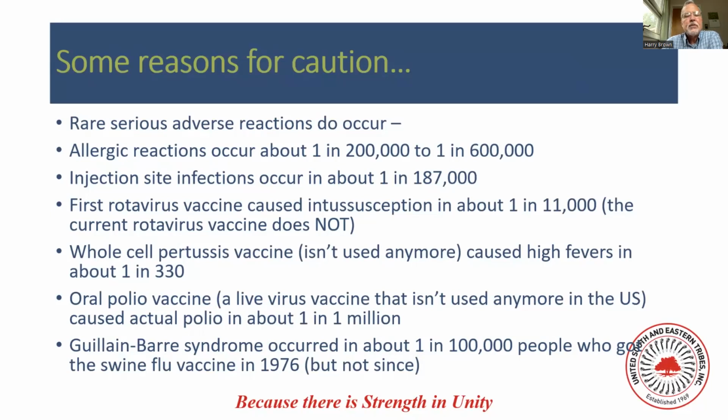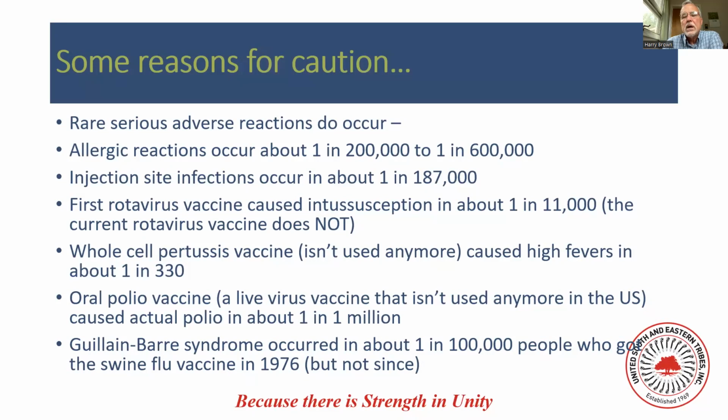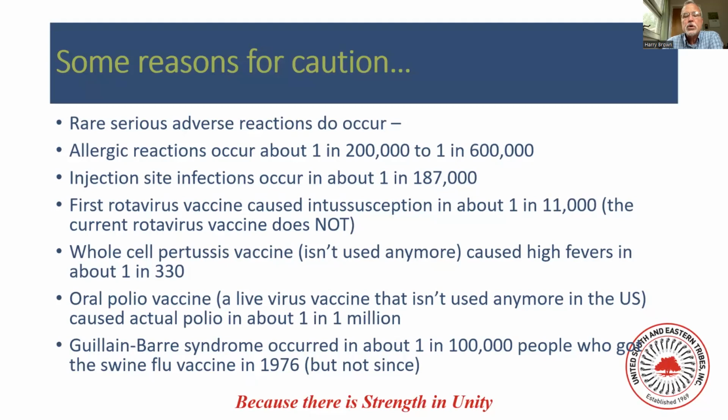There was a rotavirus vaccine that came out in the 1990s, and they didn't find this during the trials, but once it got out into general use, about 1 in 11,000 babies that got it had intussusception, which is a surgical condition of the small intestine. The current rotavirus vaccines do not cause that, though. The original pertussis vaccine caused really high fevers in about 1 in 330 kids that got it. The current vaccine rarely causes high fever.